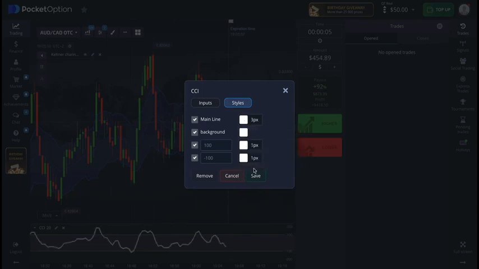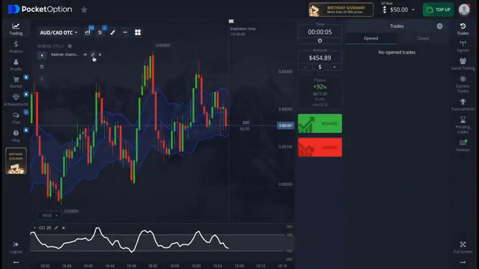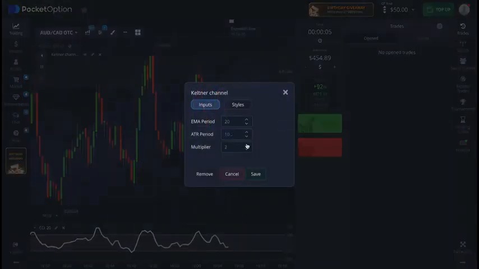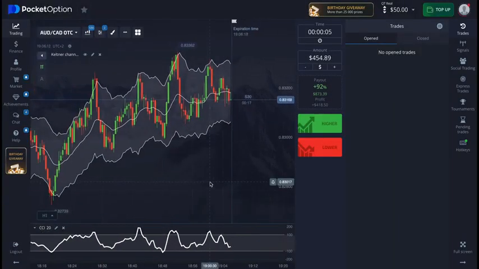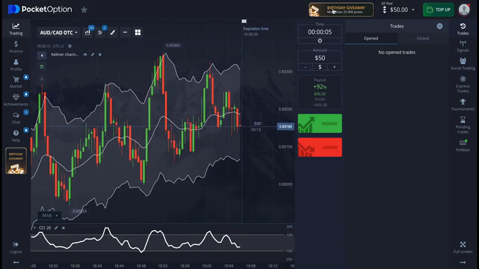Good. Now we change the settings from the Keltner channel. Here we just change the multiplier to 2. Here I changed the styles for the Keltner channel again. You can copy them or leave it as it is. Now we have prepared the indicators, so we still need to change the trade duration. We change it to 1 minute and the chart time frame is 30 seconds.